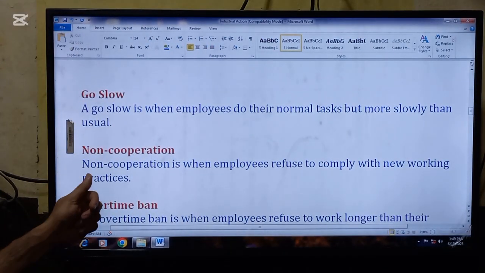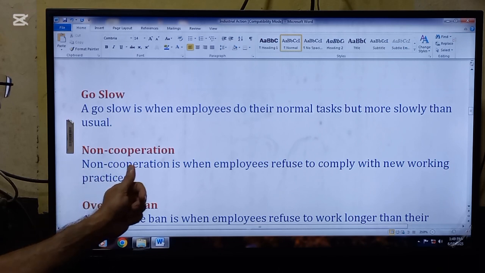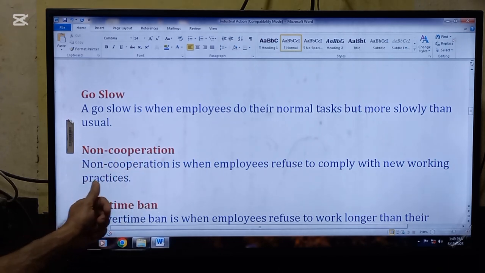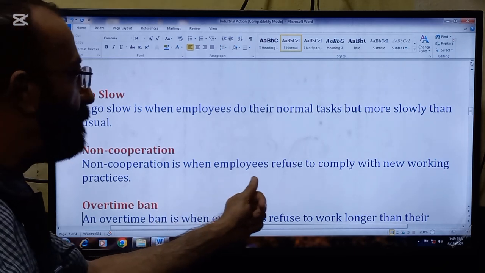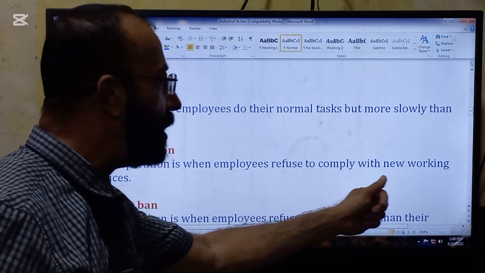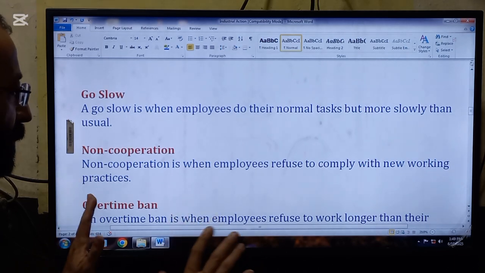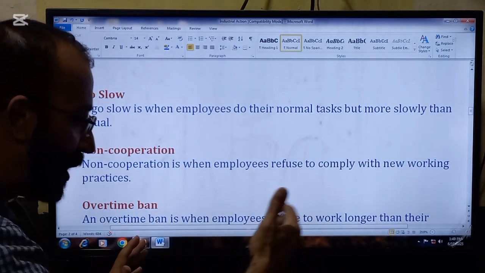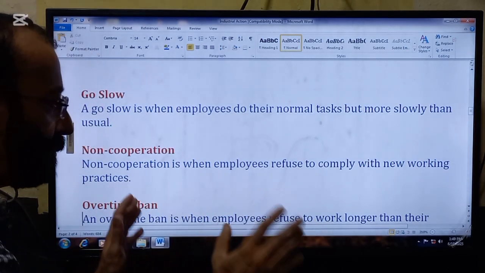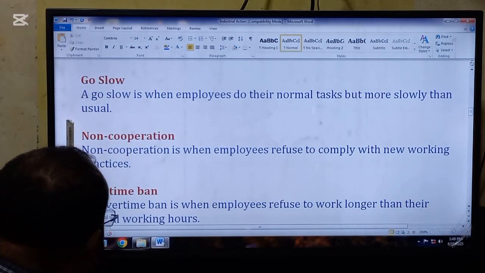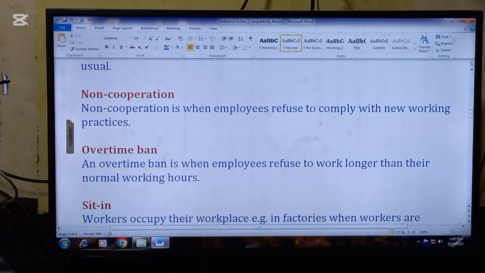The next type of industrial action is non-cooperation. It is clear from the word itself. Non-cooperation is when employees refuse to comply with new working practices. They refuse to work according to the new techniques, new patterns. So they work on their old patterns. They do not cooperate with the employers. So this type of industrial action is called non-cooperation.